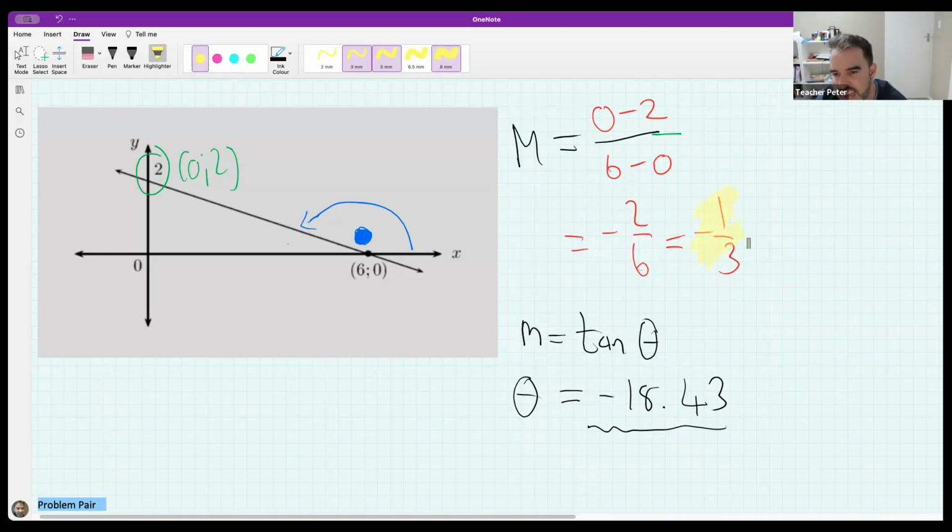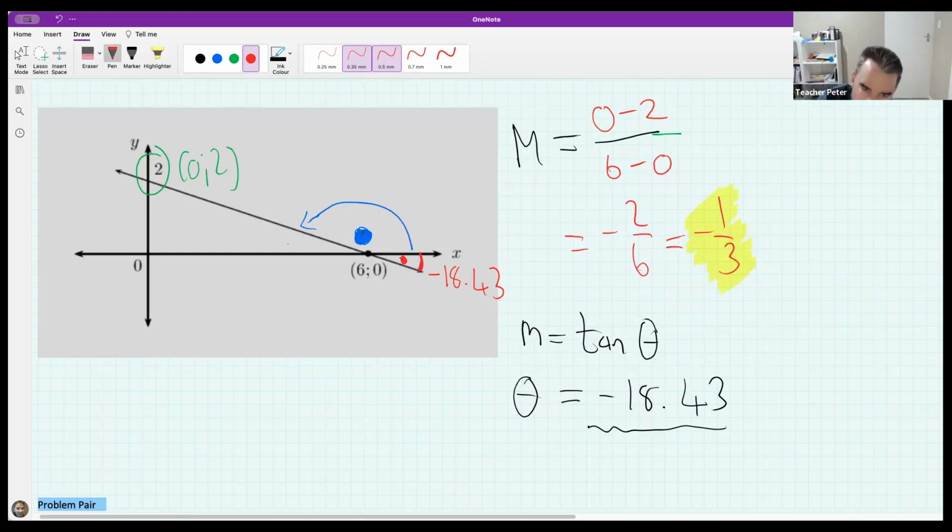If you have a negative gradient and you are using this formula, it gives you the smaller of the two possibilities. So what the calculator is doing is giving you the size of this angle over here. The line makes two angles with the x-axis. There's the big blue one, and then there's the smaller red one. And because it's going in this direction, it's going to be minus 18.43. So we need to go from this red one and somehow get to the blue one.